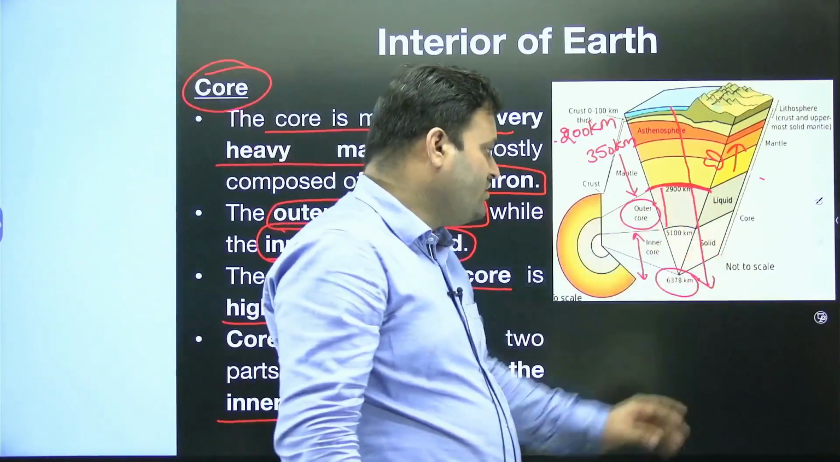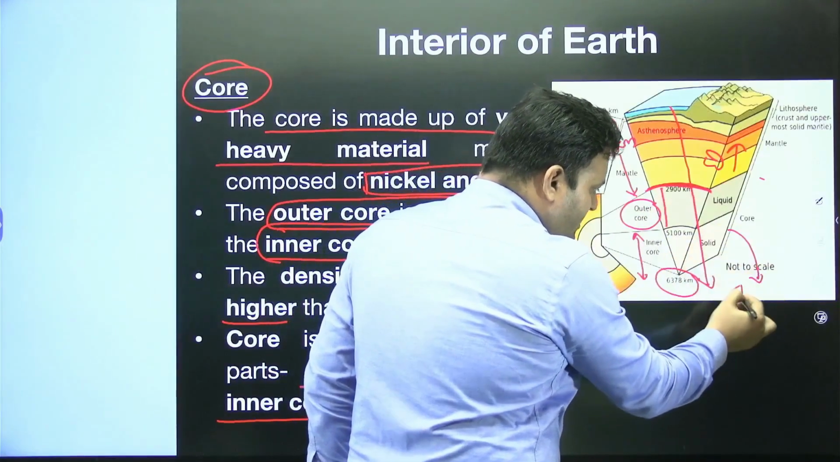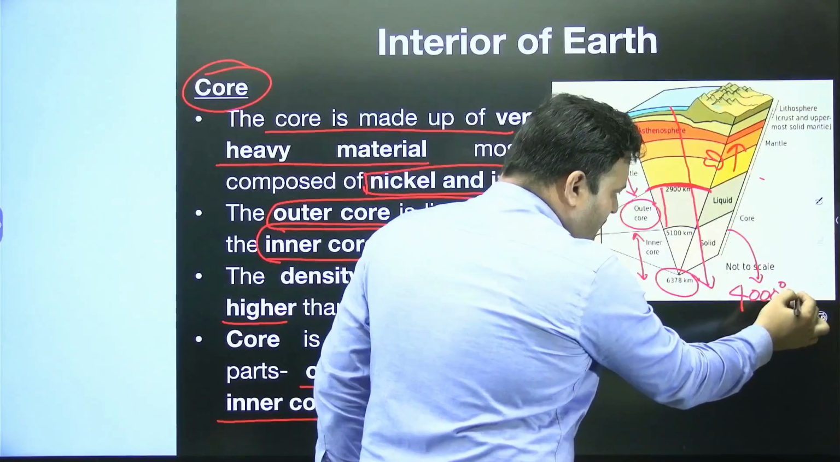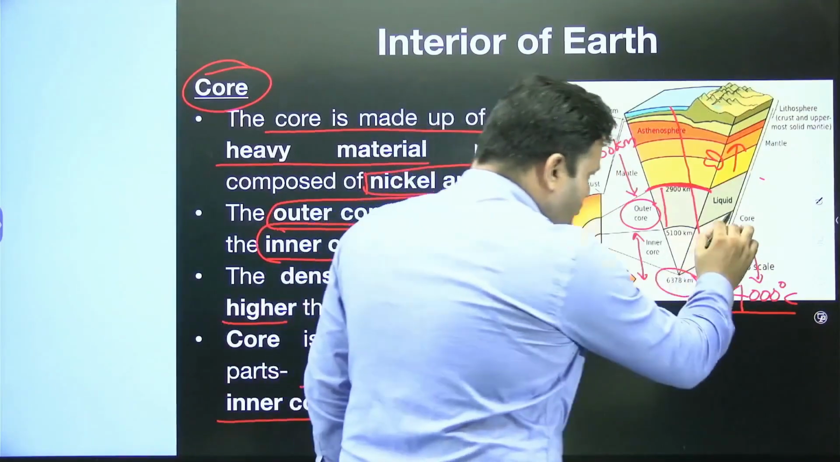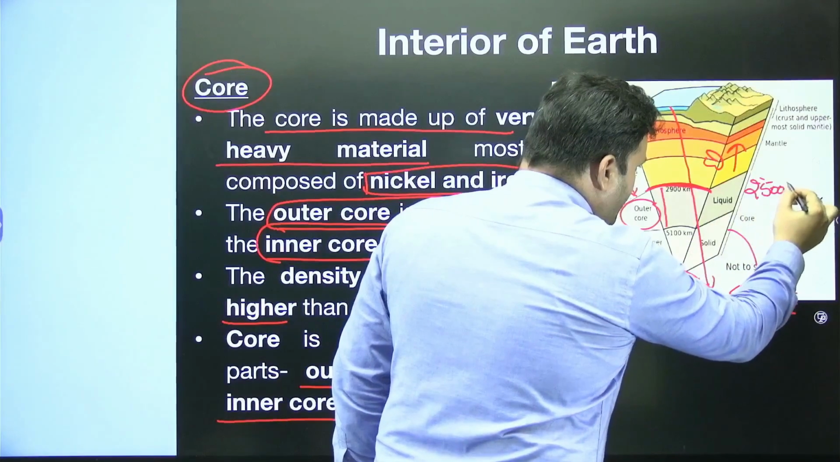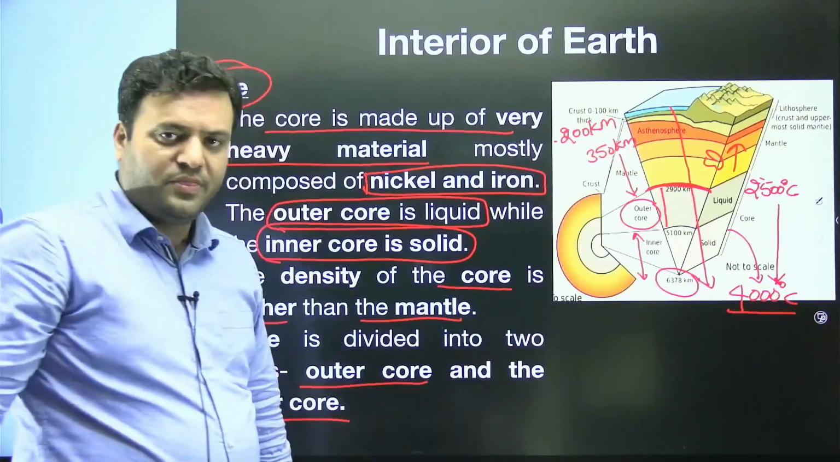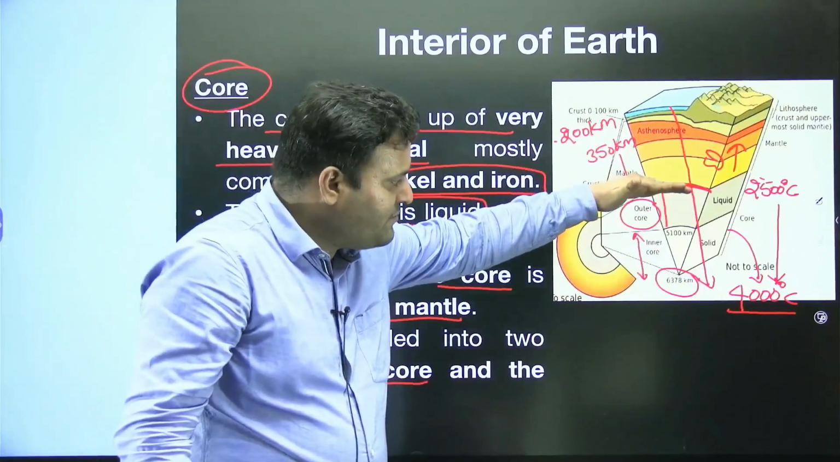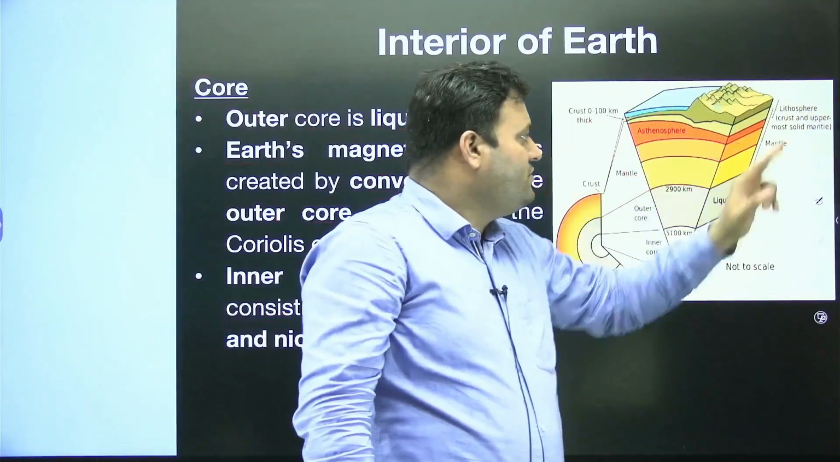And the temperature of the core, if you see the temperature of the inner core specifically, is somewhere around 4000 degrees Celsius, ranging from almost 2500 degrees Celsius from the mantle towards the central part of the core. So as you go deeper, the temperature also goes up. Okay, moving ahead.